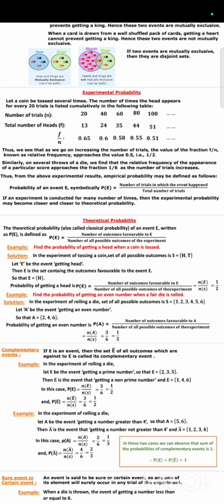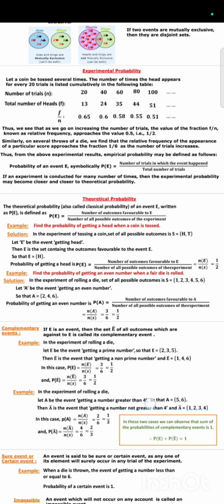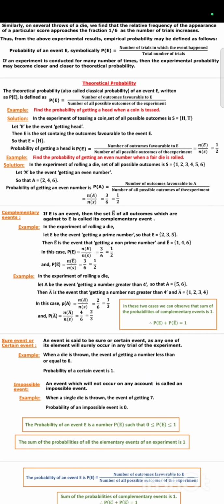So like that, the probability of an event E is equal to the number of trials in which the event happened by the total number of trials. In the same way, we can also define the theoretical probability as P of E equals the number of outcomes favorable to E by the number of all possible outcomes of the experiment. Again I am repeating, number of outcomes favorable to E by number of all possible outcomes of the experiment.